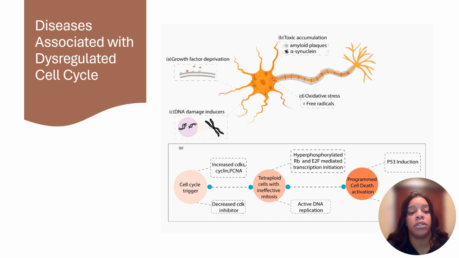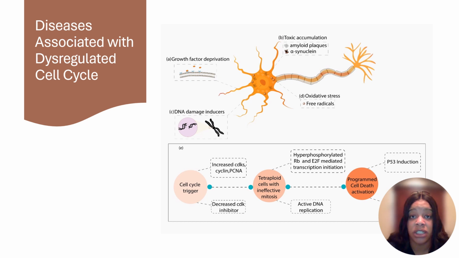Diseases associated with dysregulated cell cycle. Dysregulated cell cycle control can lead to the development of various diseases, including cancer. Cancer is characterized by uncontrolled cell growth and division, which results from abnormalities in the regulation of the cell cycle. Deregulation of the cell cycle machinery is a common event in human cancer. When key regulatory checkpoints in the cell cycle are disrupted, cells may continue to divide uncontrollably, leading to tumor formation.